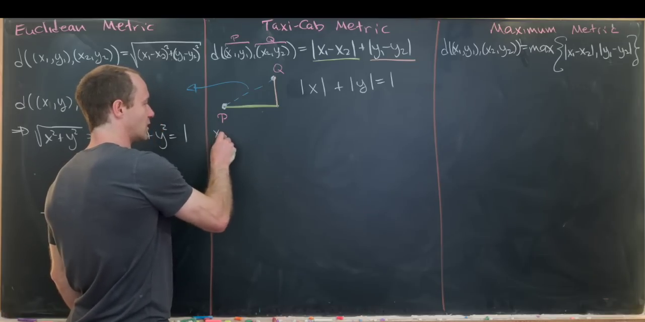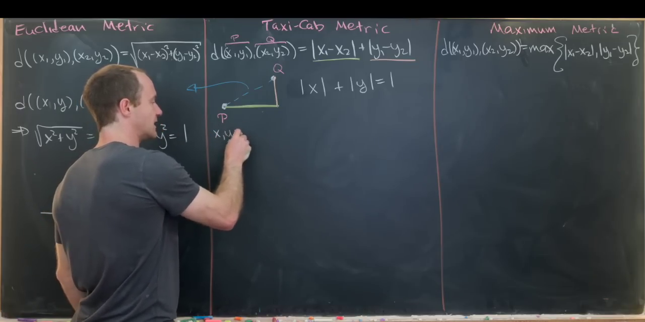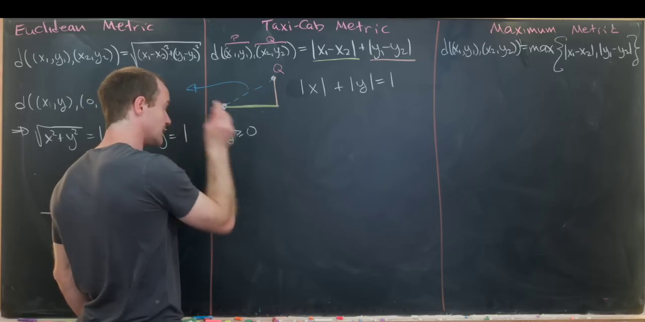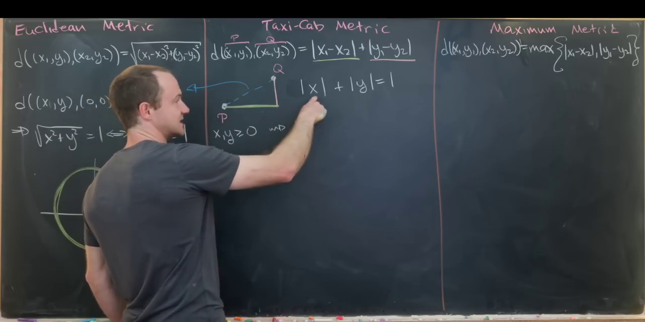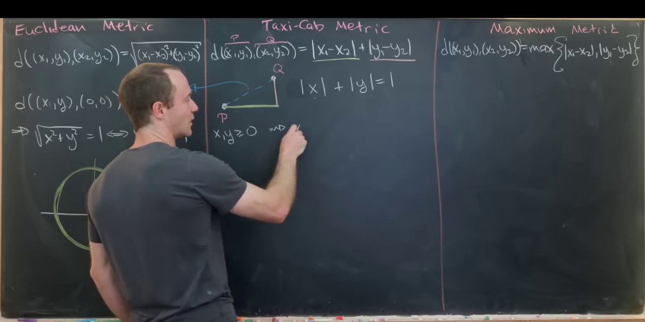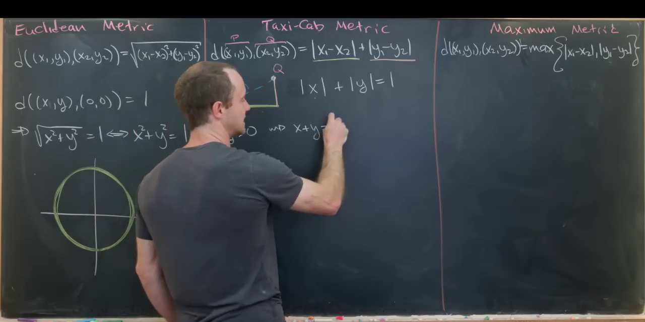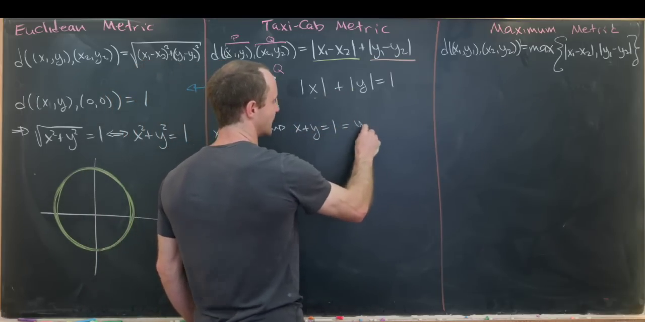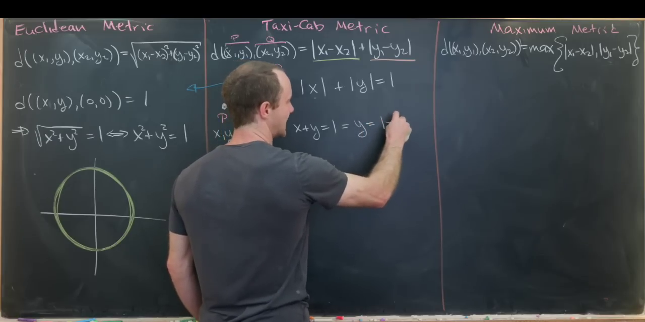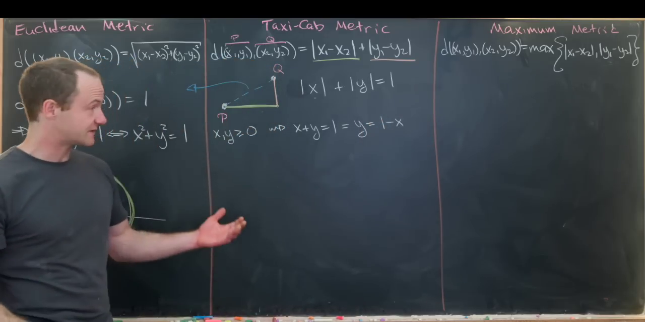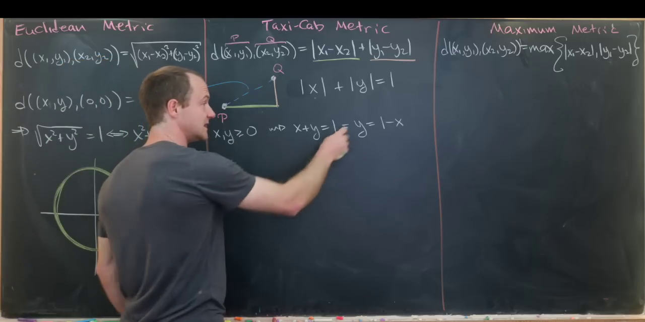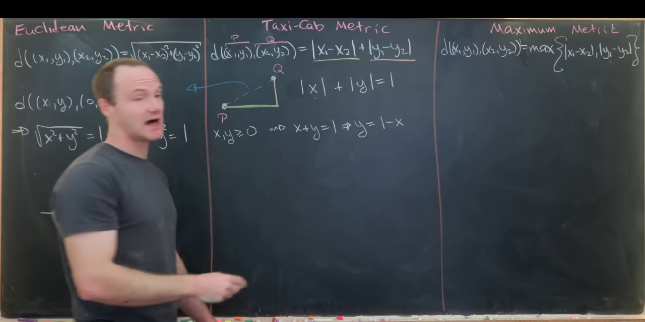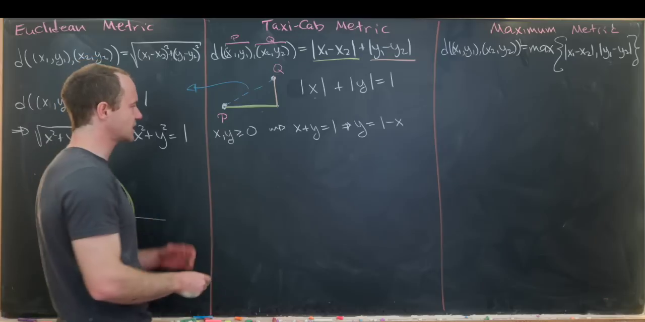So case number 1, both are bigger than or equal to 0. But that means that our distance, absolute value of x plus absolute value of y, is just x plus y equals 1. But that means we have y equals 1 minus x. So we have something like that. But that's easy to graph, just a line in the plane. Okay, let's look at another one.